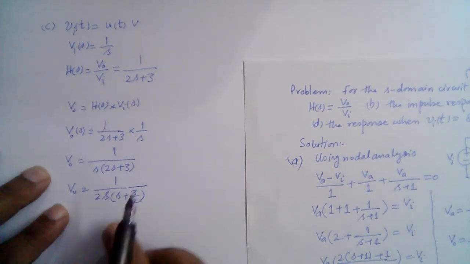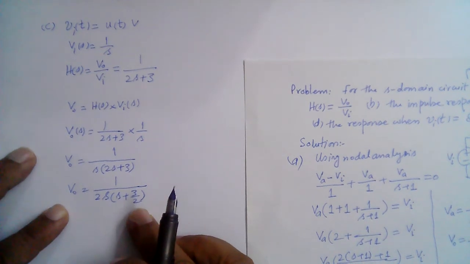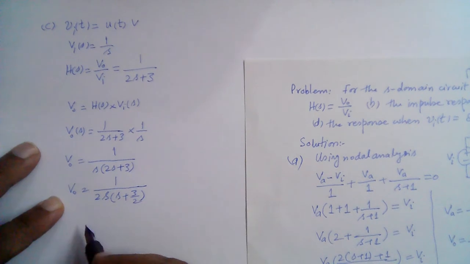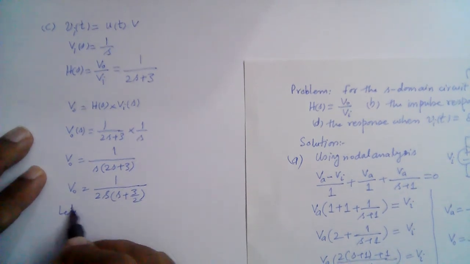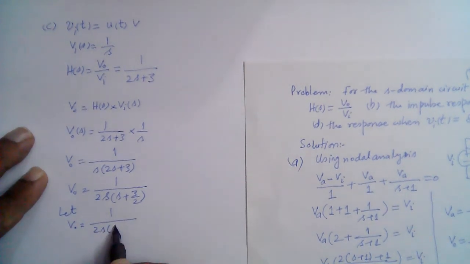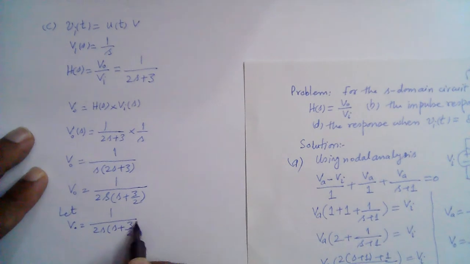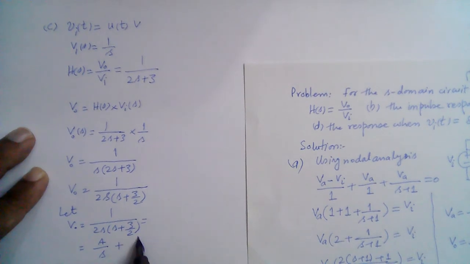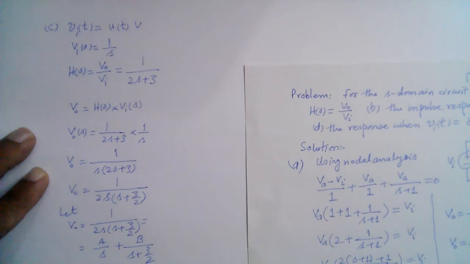So we need to now expand this using partial fractions to find out the inverse Laplace transform. So let V0 is equal to 1 over 2s into s plus 3 over 2, which is equal to A over s plus B over s plus 3 over 2, right?